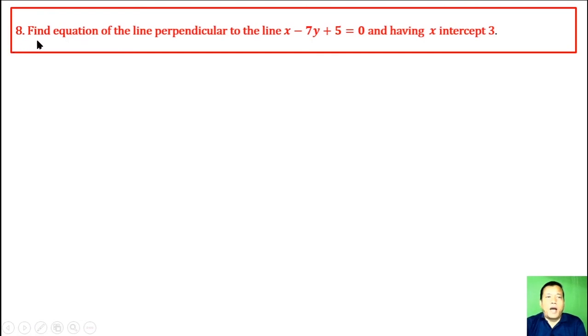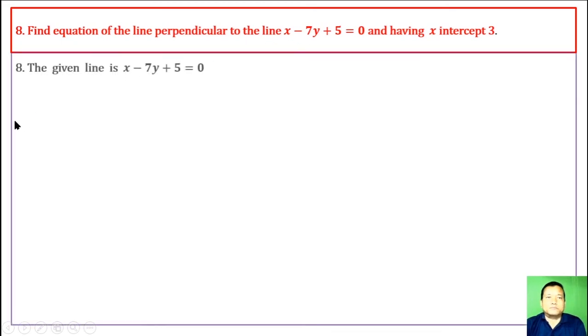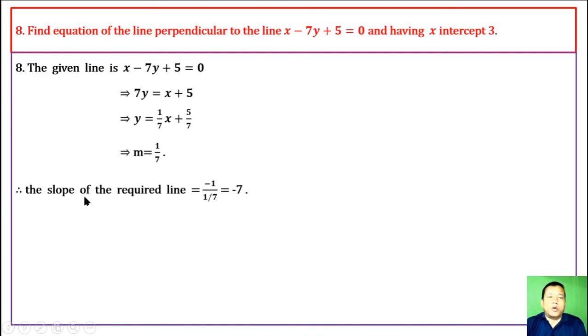Question number 8. Find the equation of the line perpendicular to the line D and having x-intercept 3. We have to find the equation of the line perpendicular to the given line and having x-intercept 3. The given line is this, from which we have to solve y in terms of x, which gives the slope of this line, that is m equal to 1 by 7. Therefore, the slope of the required line is minus 1 divided by m, that is, 1 by 7, which gives minus 7.